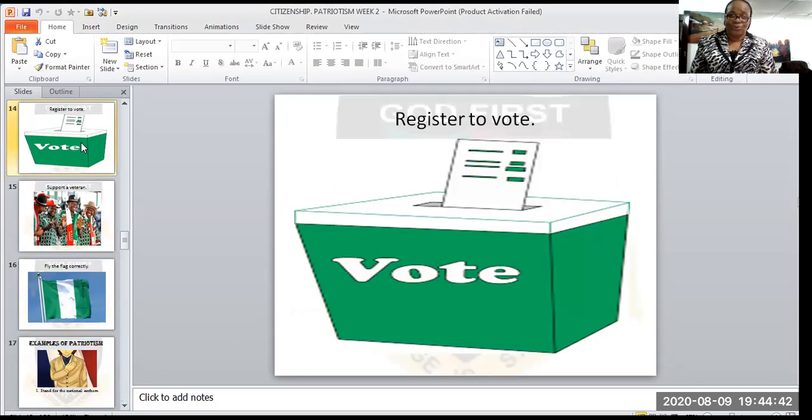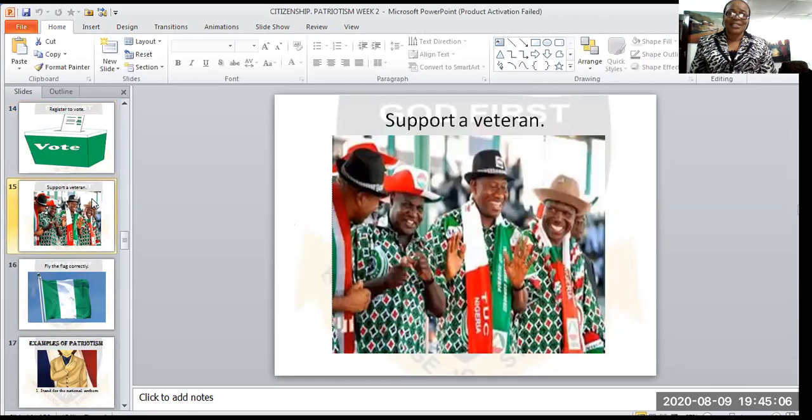Like I said, register to vote. A patriotic Nigerian must register to vote. That is, a patriotic Nigerian at the age of 18 and above must register to vote. It is our duty to register to vote and then to vote. We must vote. Are we clear on that? We must vote.